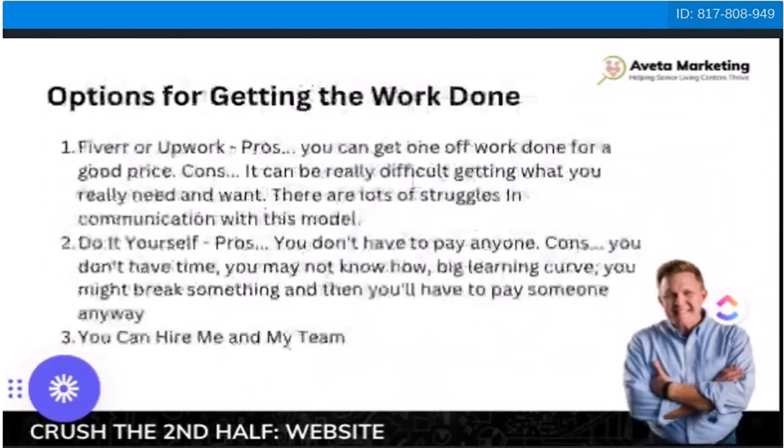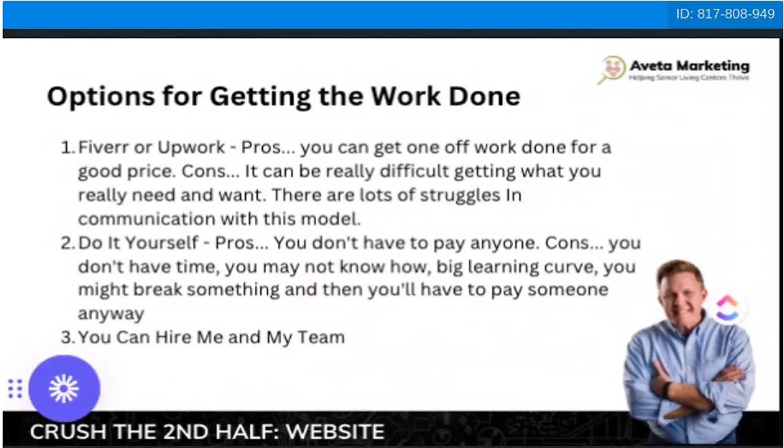And then here are some options for actually getting the work done. Okay. So one option is to go to Fiverr or Upwork. The pros of that is that you can often get one-off work done for a good price. The cons, it can be difficult sometimes getting what you really want. And sometimes there's lots of struggles in communication. So just know that going in, if you're going to use Fiverr or Upwork to get your work done, it can be a big job just getting the work done.